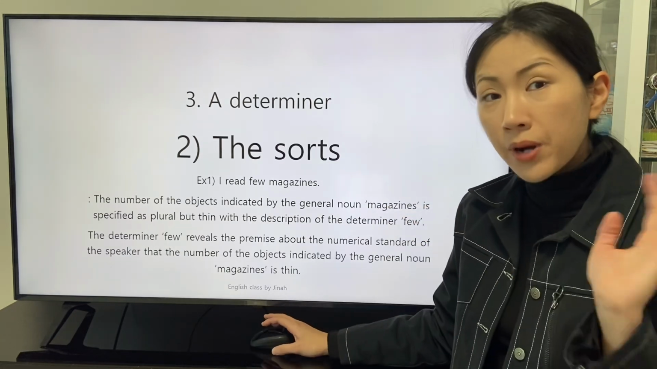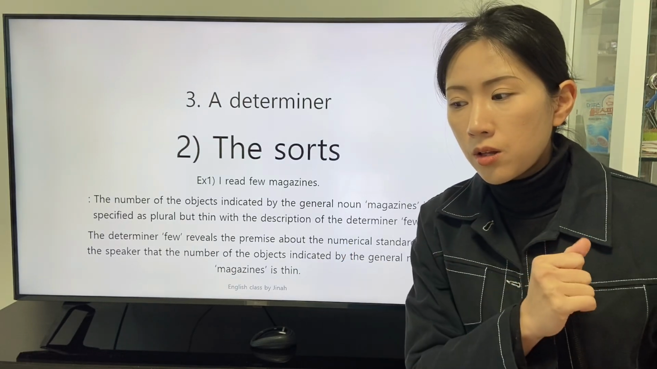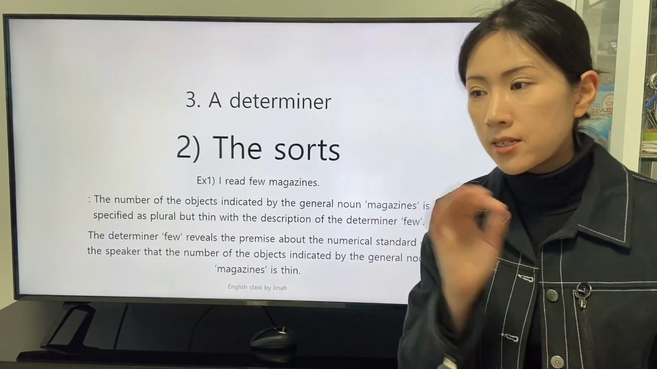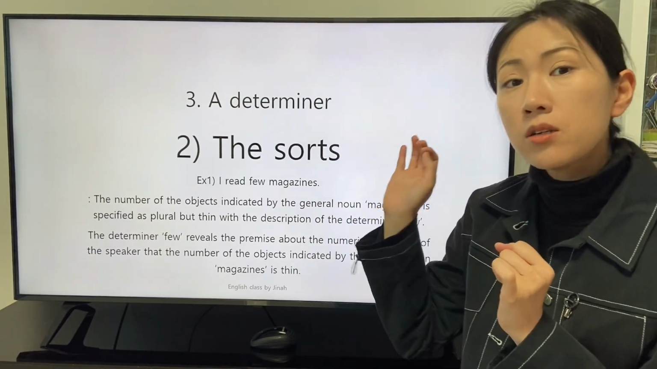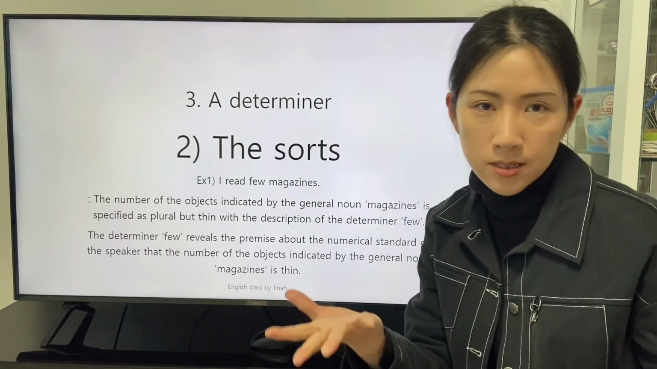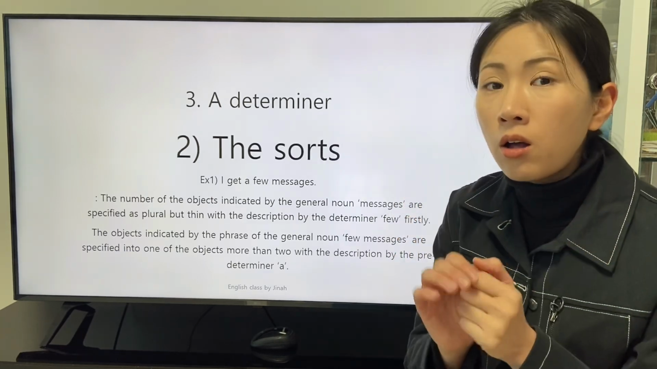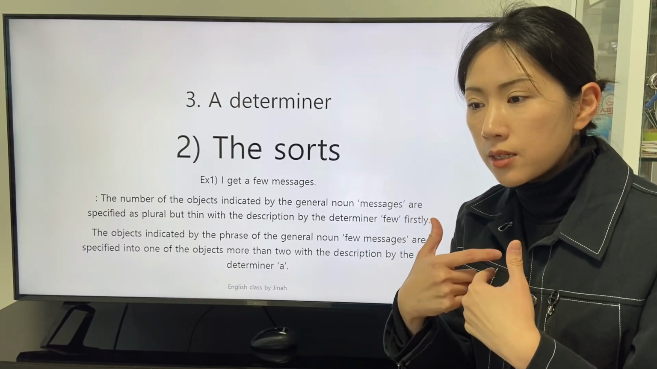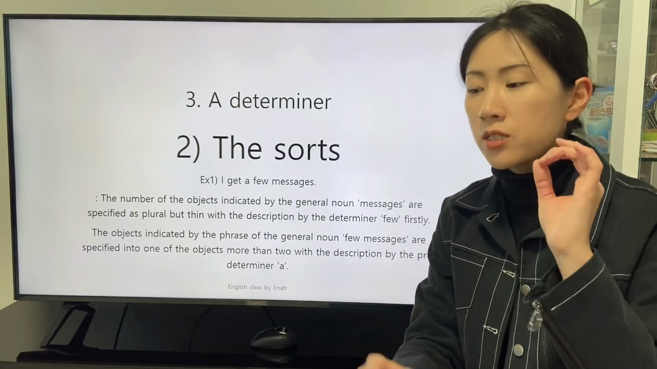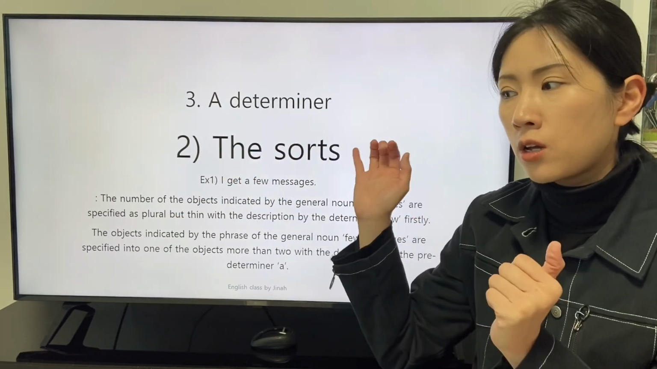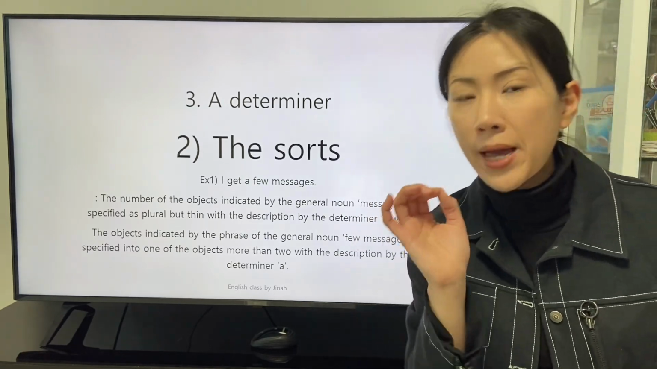This clause without the predeterminer a, the speaker does not reveal the admission that the object indicated by the same phrase of the noun few magazines exist. But with the specification by the predeterminer a, the speaker lets us know the premise that the speaker considers the existence of the plural objects with the same phrase of the noun few messages.